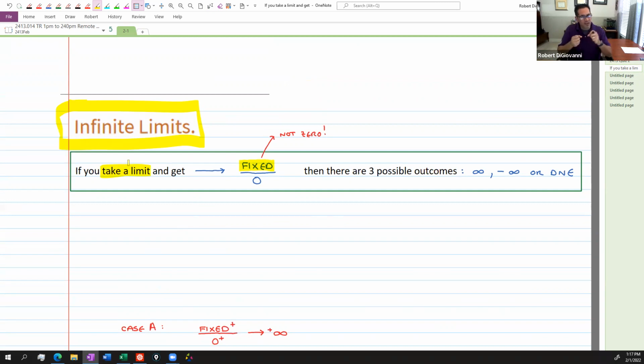So in the limit, things are kind of in motion here. Things are going towards something. So if you take a limit and your numerator is headed to a fixed number, and when I say fixed, I mean anything but zero, because if we get zero on top and zero on the bottom, we already know that's algebra, we have to do algebra for that. But if we get a fixed number that's not zero on top and the bottom is headed to zero, please understand, when I write zero down here, I do not mean that it is zero. I mean that it's headed to zero.